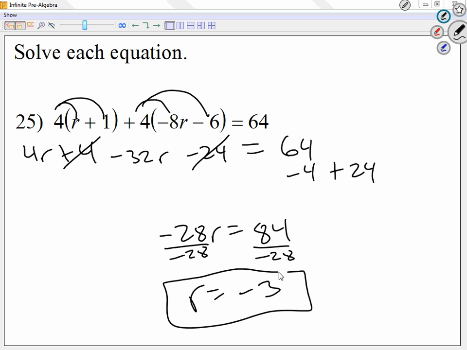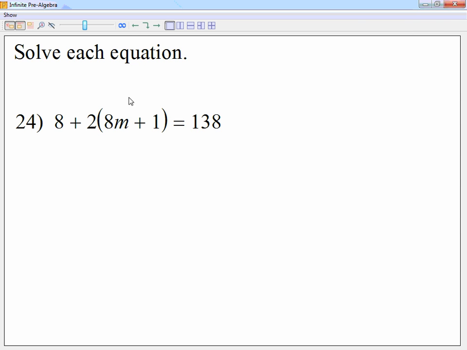So even though there were more parentheses, still, no parentheses, letters on one side, numbers on the other, simplify each side, and then divide by the number in front of the letter. I'm not going to do 24 unless you guys want me to, but one thing with number 24, make sure you multiply the 2 to the inside. Get rid of parentheses. Do not combine 8 plus 2. First thing you have to do is multiply the 2 in the inside.